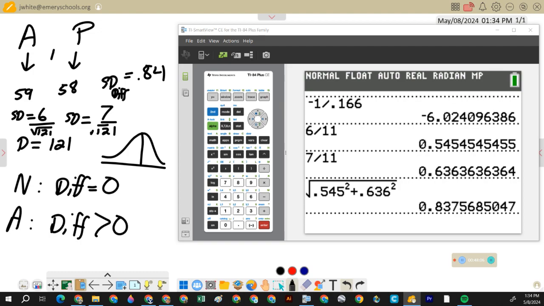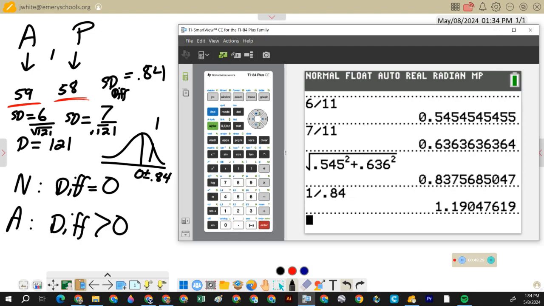I expected a difference of 0. What is my actual difference? 1. So the placebo scored a 58. My drug scored a 59. So 1 plus or minus 0.84. So 1 divided by 0.84 is a z-score of 1.19. And I'm testing this in a 5% window.